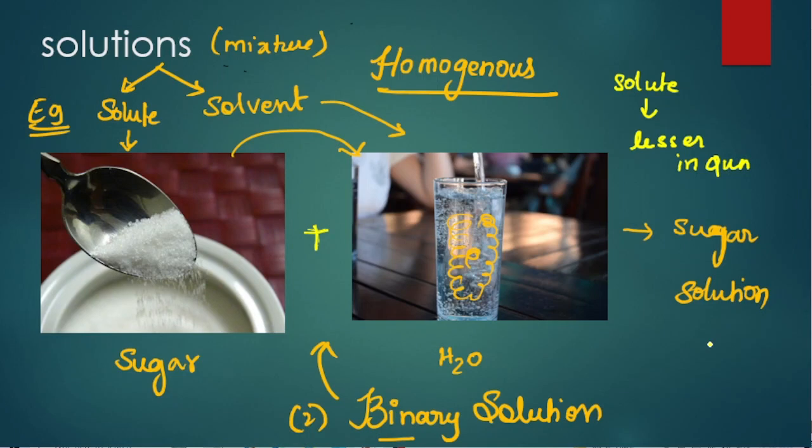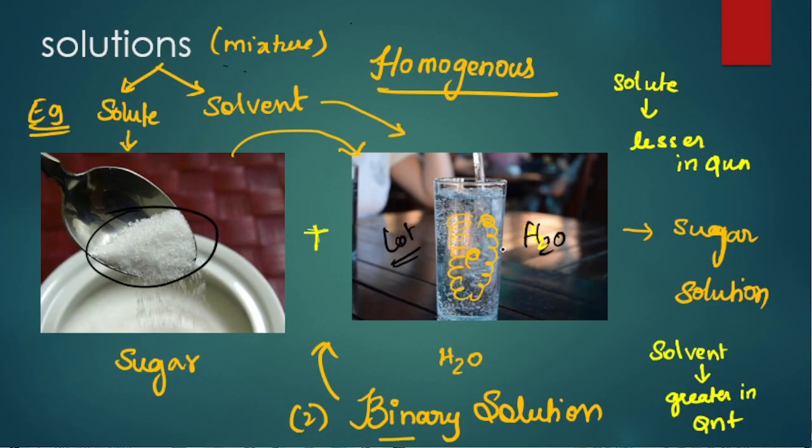Greater in quantity. Clear? So solute in a solution should be lesser in quantity. Solvent in a solution should be greater in quantity. If you just look here, water is greater in quantity. So this is water, right? So water is greater in quantity. A lot of it is present. But sugar, we are adding this much only. Compared to sugar, water is greater. So sugar is lesser in amount. Sugar or glucose, everything is the same, lesser in amount.